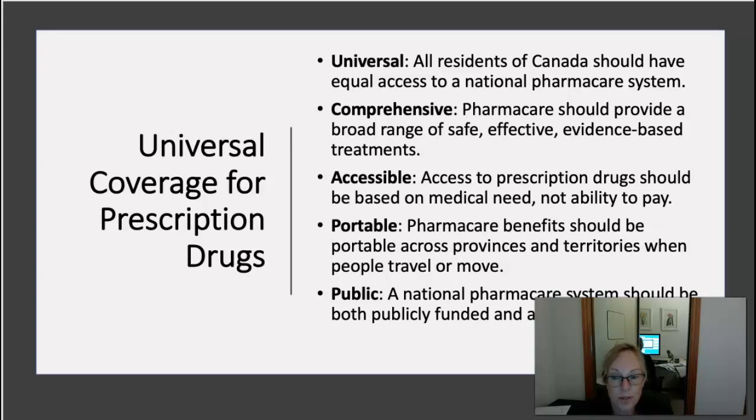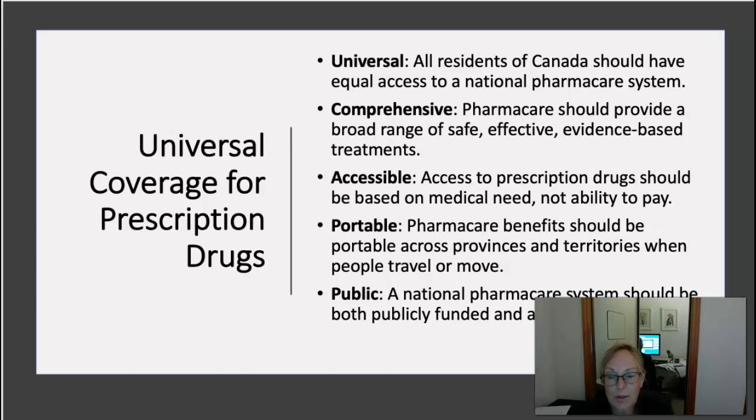So first of all, universal. All residents of Canada should have equal access to a national pharmacare system. Comprehensive. Pharmacare should provide a broad range of safe, effective, evidence-based treatments. Accessible. Access to prescription drugs should be based on medical need, not ability to pay. Portable. Pharmacare benefits should be portable across provinces and territories when people travel or move. And public. A national pharmacare system should be both publicly funded and administered.